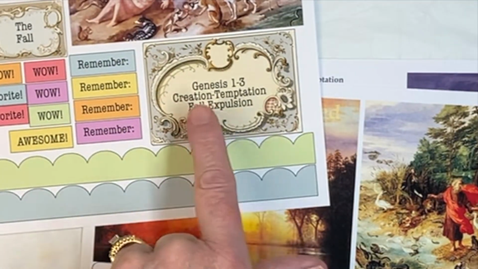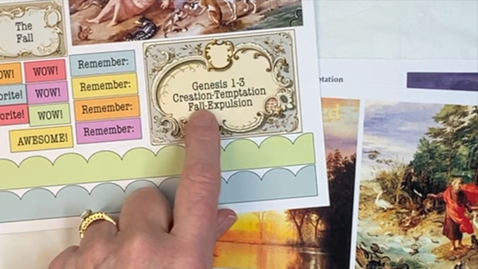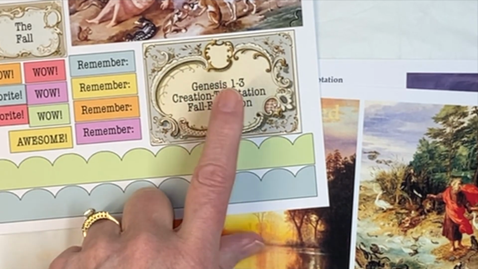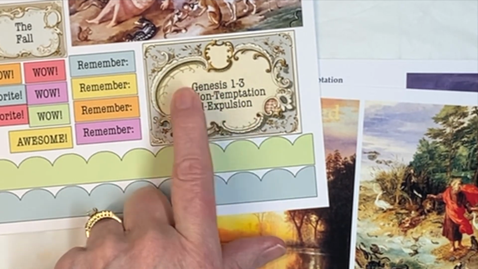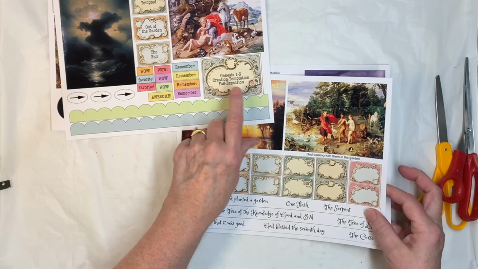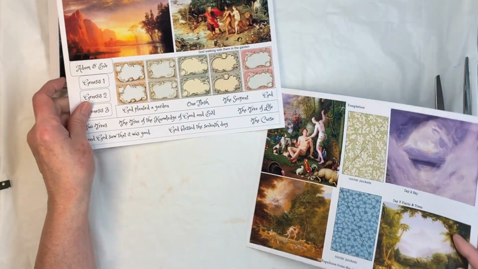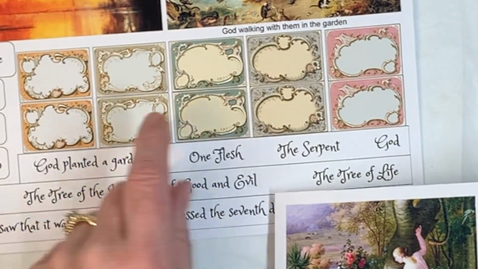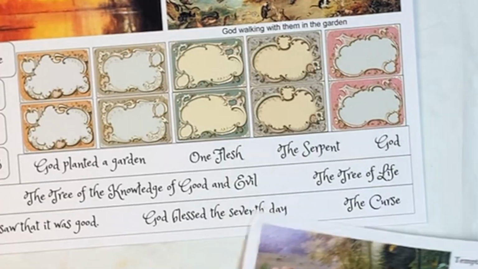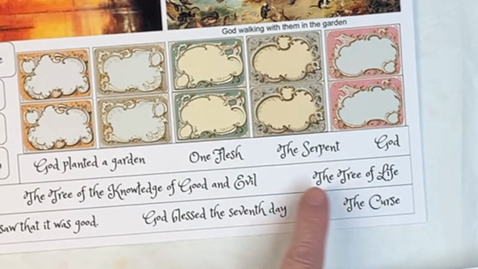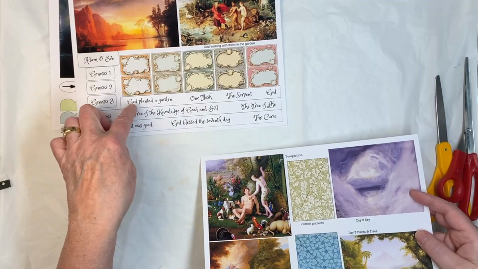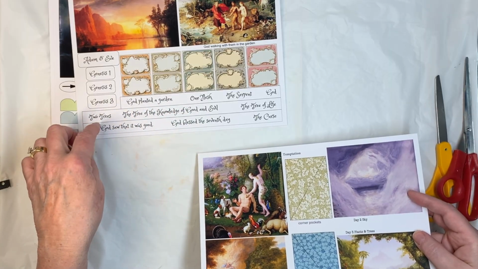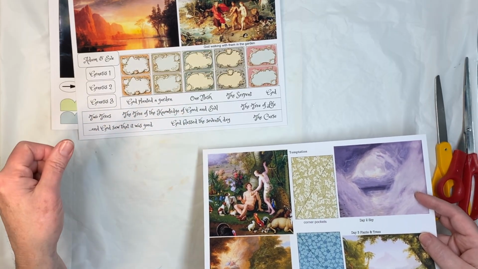This is kind of your title. It's Creation, Temptation, the Fall, and Expulsion from Genesis 1 to 3. So there's that. And then here's some more of the images. And then here's some little labels or tags that you can write on yourself. And then I wrote words here that, if this is printed on sticker paper, you could cut apart and use in your journal.